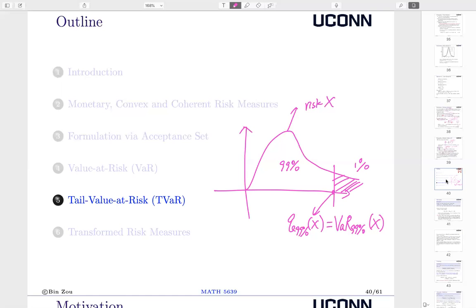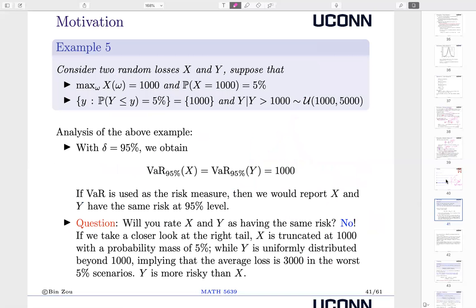But obviously, it's a very simple risk measure, and it was once upon a time the industrial standard. But of course, there are many issues. Let's use one example to discuss the possible drawbacks and motivate why we want to introduce another important risk measure called tail value at risk, TVaR.